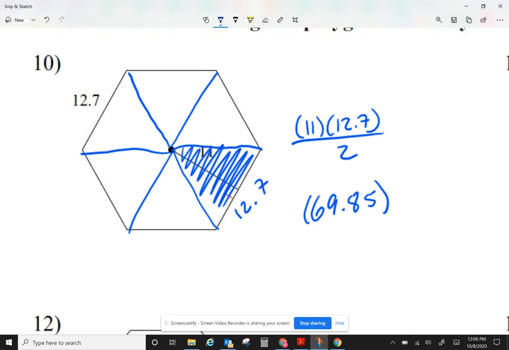I see how many triangles there are, because in this case, all the triangles are the same, right? I already have one of them. I'm going to say I have 2, 3, 4, 5, 6 triangles. So what I'm going to do with the 69.85, let me multiply this by 6. So I'm going to go times 6, and that gives me 419.1.